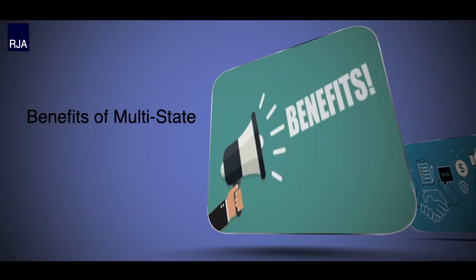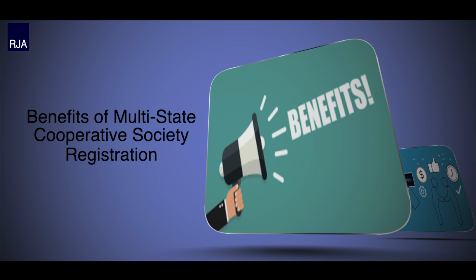Now, what are the benefits of registering a multi-state cooperative society? First of all, a multi-state cooperative society can charge and set off in regard to any offer or commitment or interest of individuals. The share of contribution or the interest is not liable as an addition to the society.